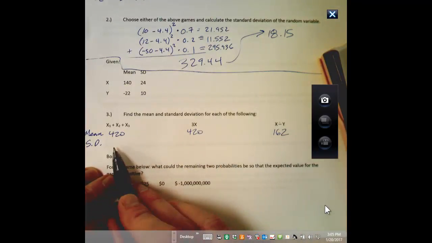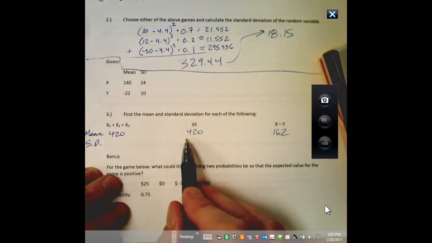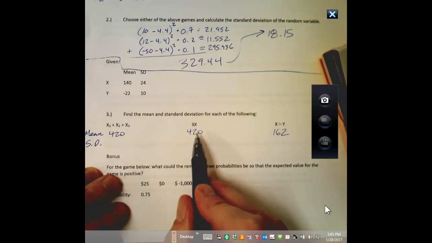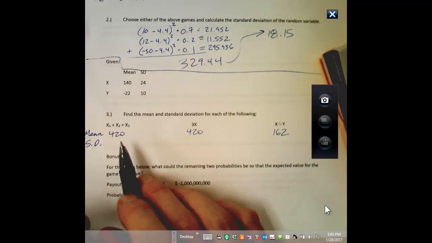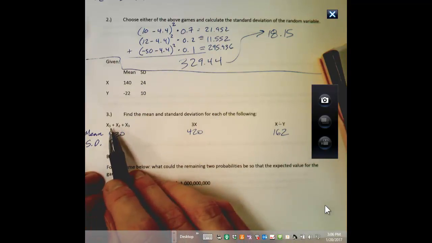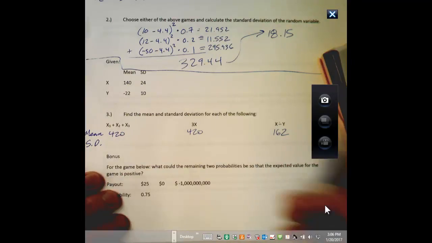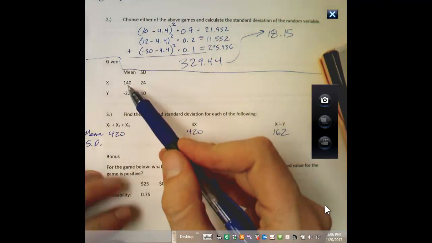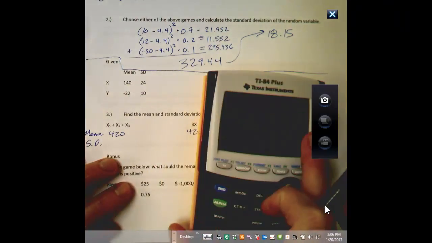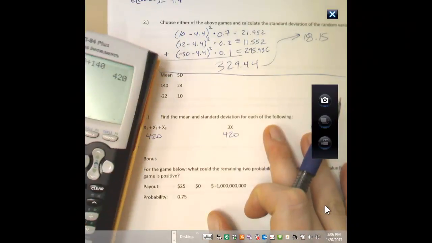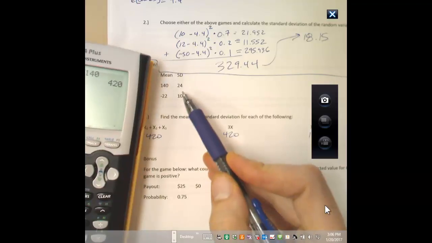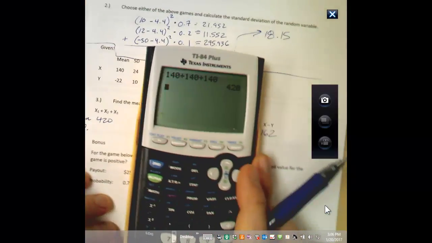Standard deviations, though, are not going to be the same. And that was a point that we made in class. Here with 3x, well, actually, let's do it this way. We'll start with this. Remember that I can add means together: 140 plus 140 plus 140. Just like that. However, I cannot add 24, 24, 24 and call that the standard deviation, because standard deviations don't add like that.